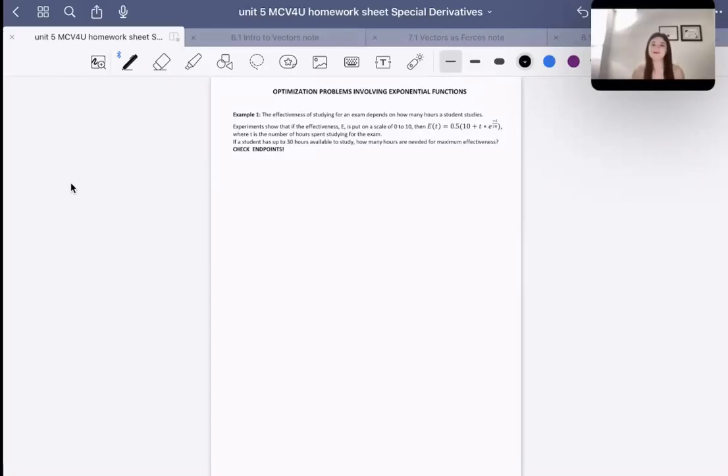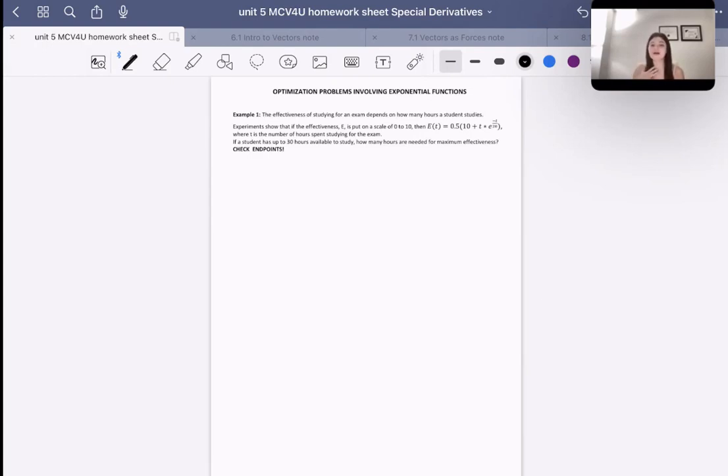Hello, welcome back everyone. Today we are going to be doing some optimization problems involving exponential functions. These are very similar to the optimization problems we did in Unit 3. The only difference is that the optimization problems in Unit 3 only involve rules we learned at the time, so they involve things like power rule, chain rule, quotient rule, and product rule.